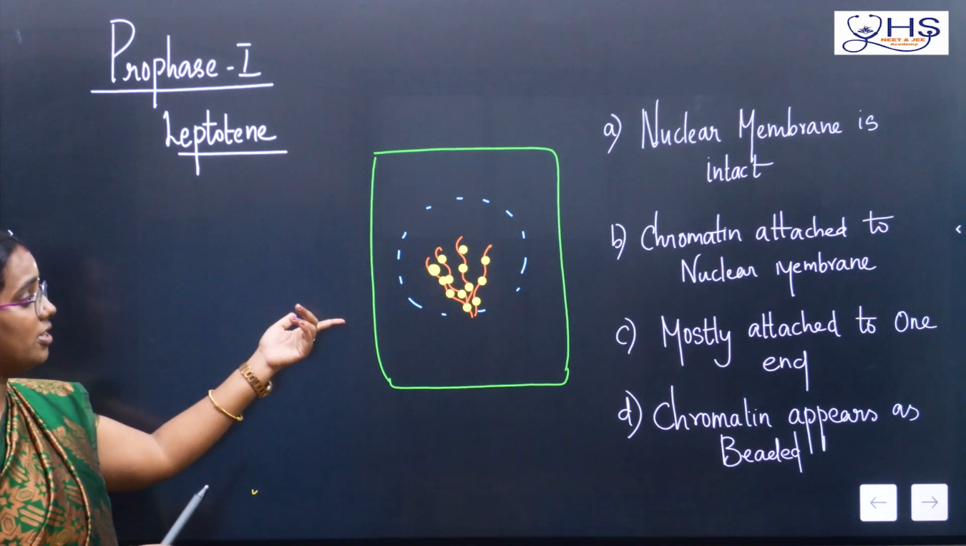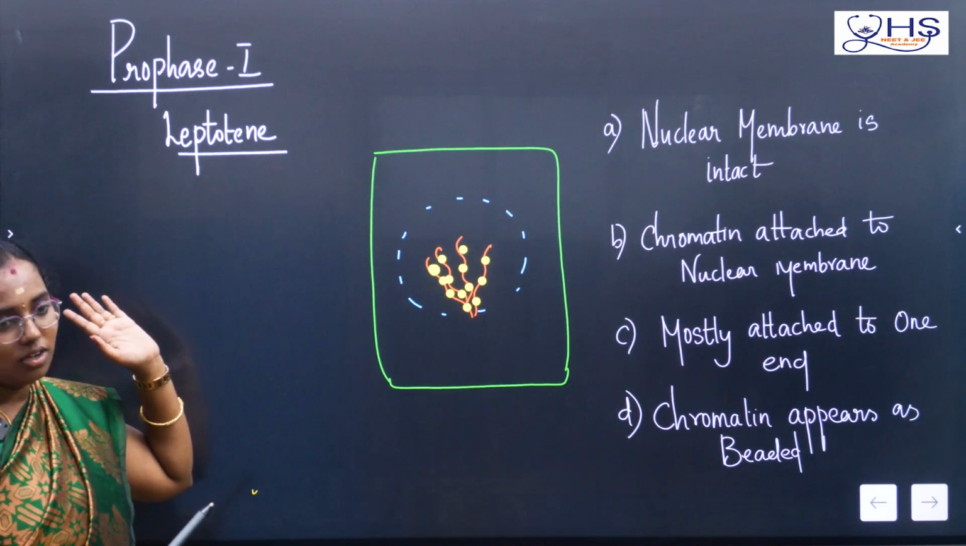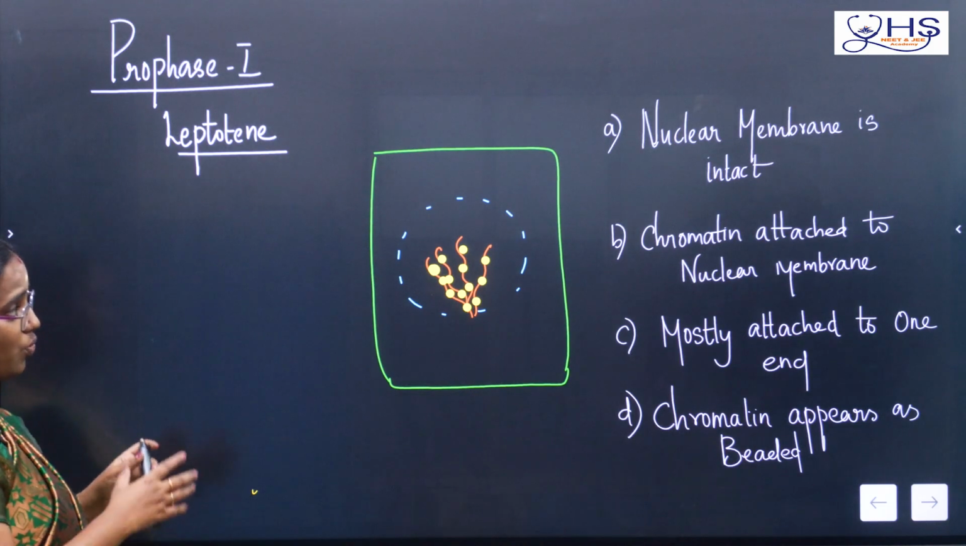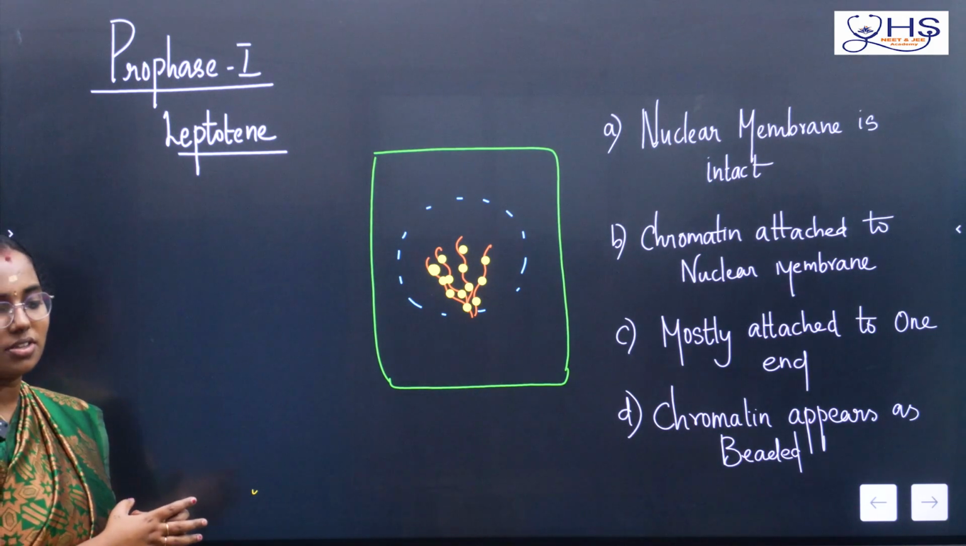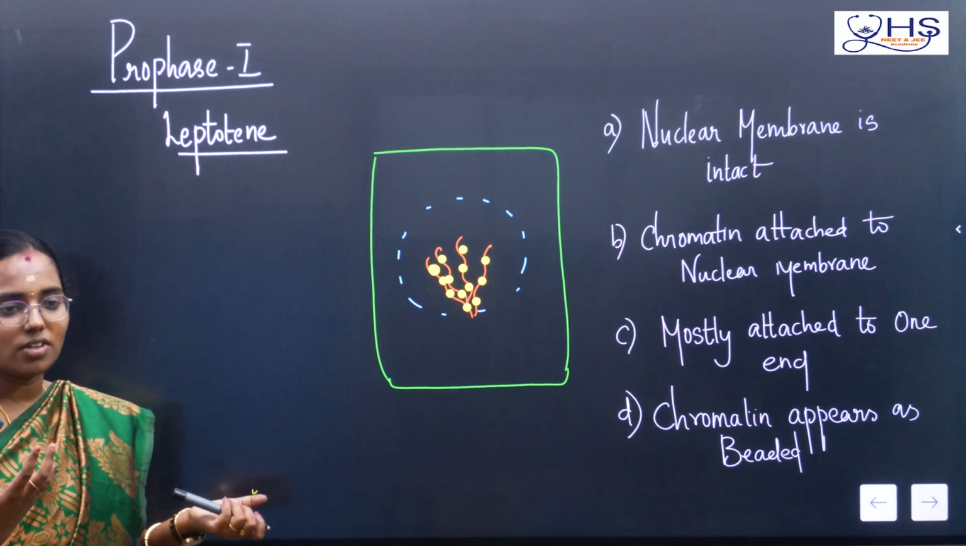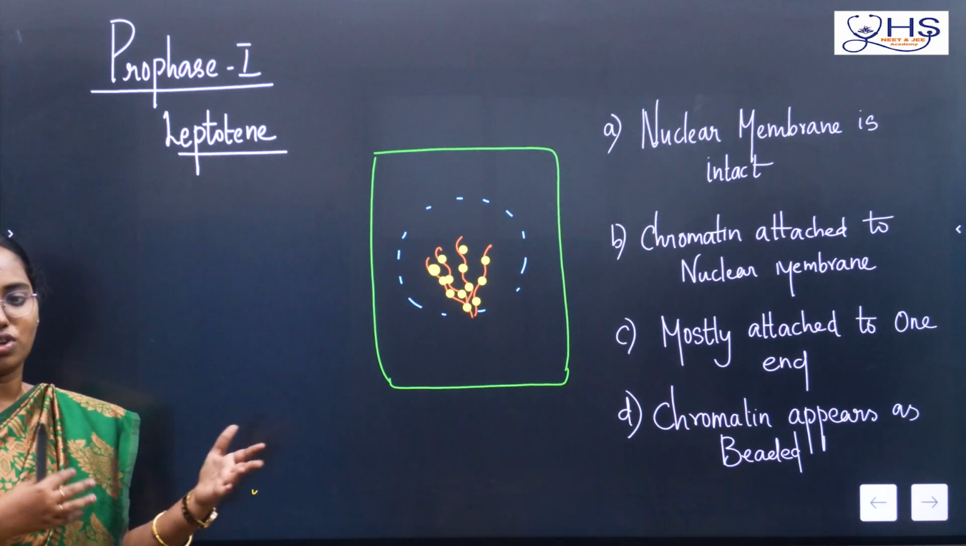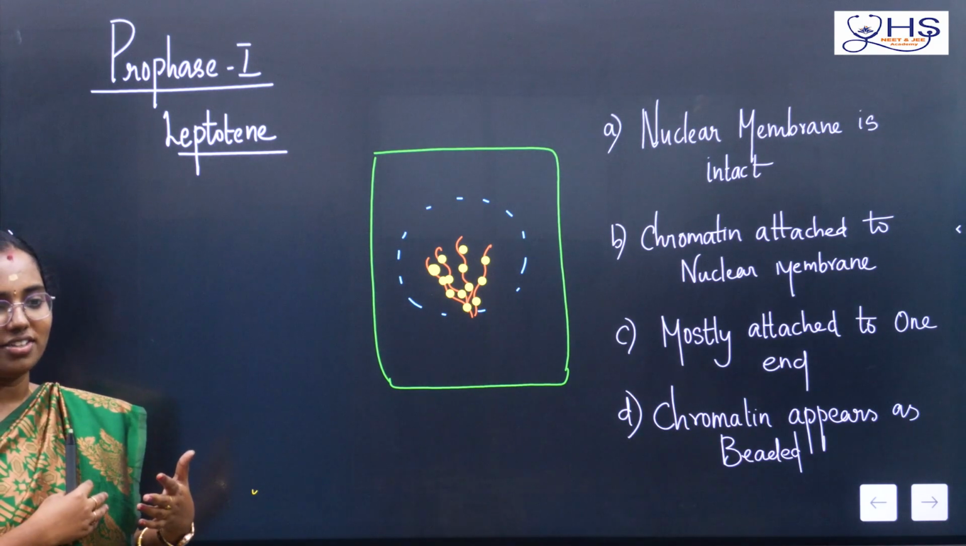You can see here nuclear membrane is there and chromatin also, same like chromatin. Just what happens? Compaction happens. What happens? Compaction, so that it will be easy for pairing. Okay, so here all the maternal and paternal chromosomes are going to talk with each other.